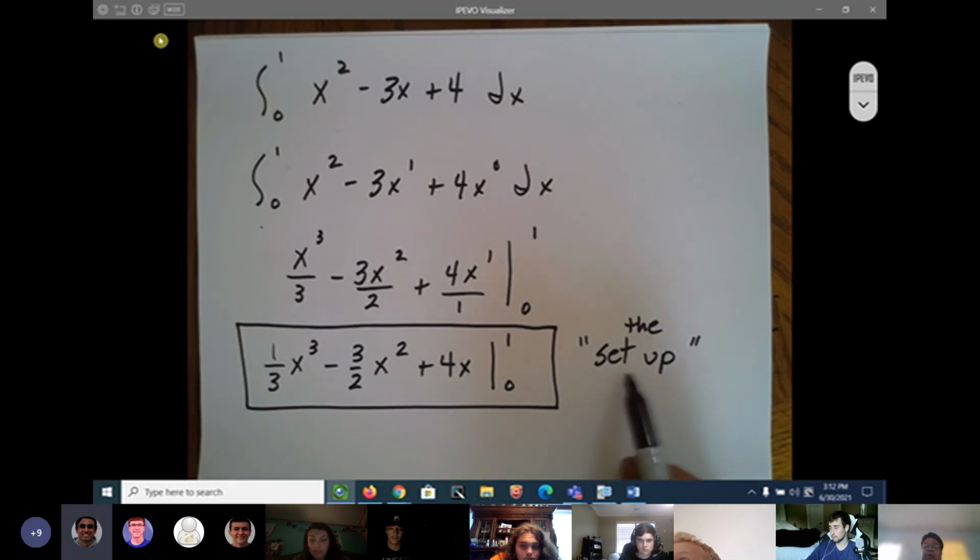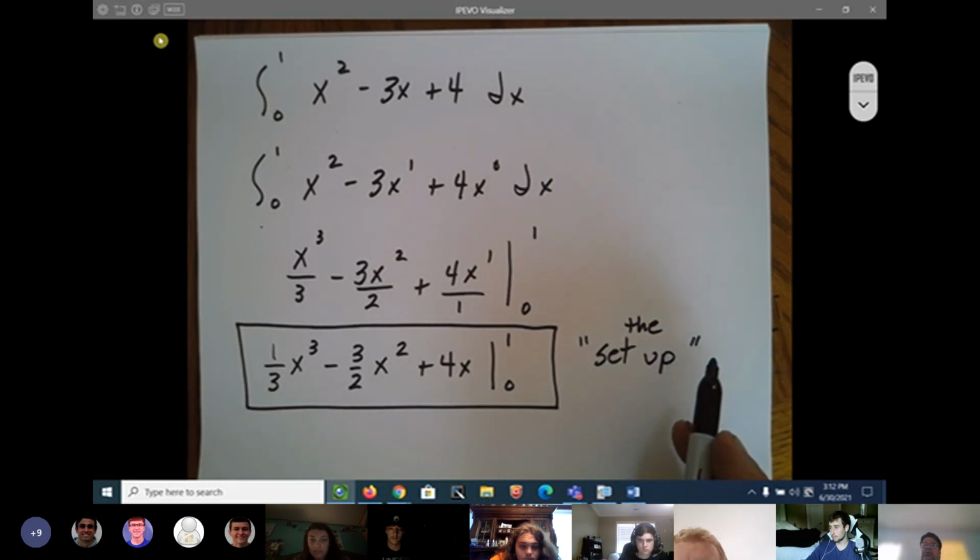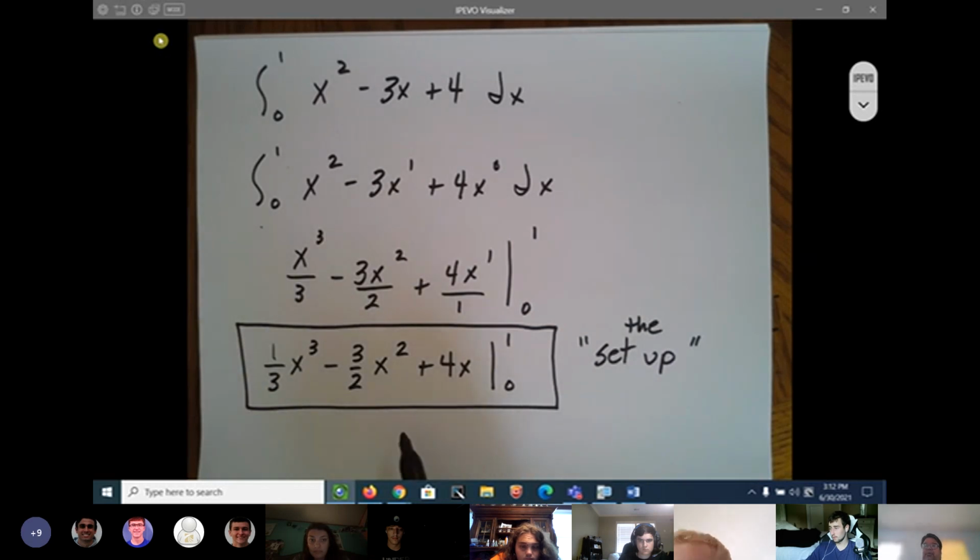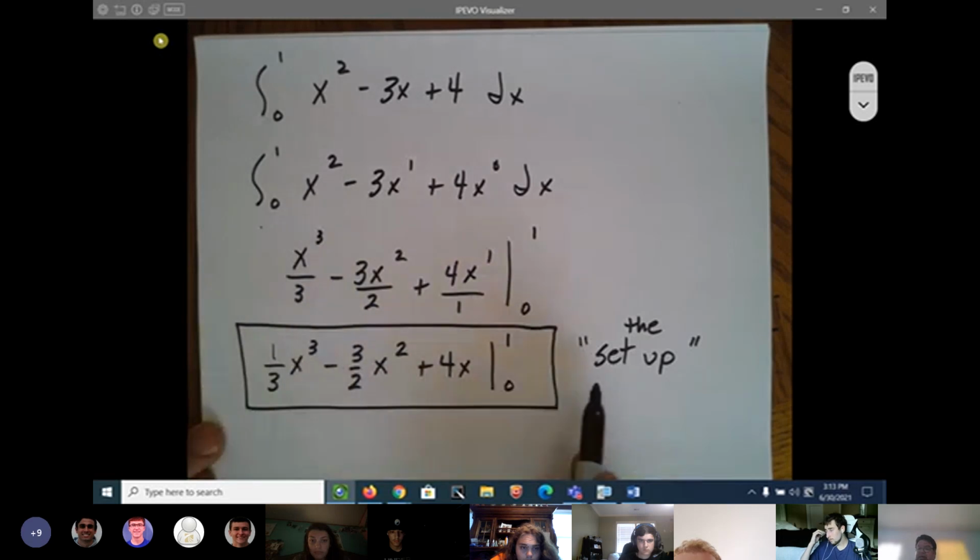The setup. Some math instructors do not want you to do all the math, like we just did on the previous problem. They just want the setup. This right here is called the setup.